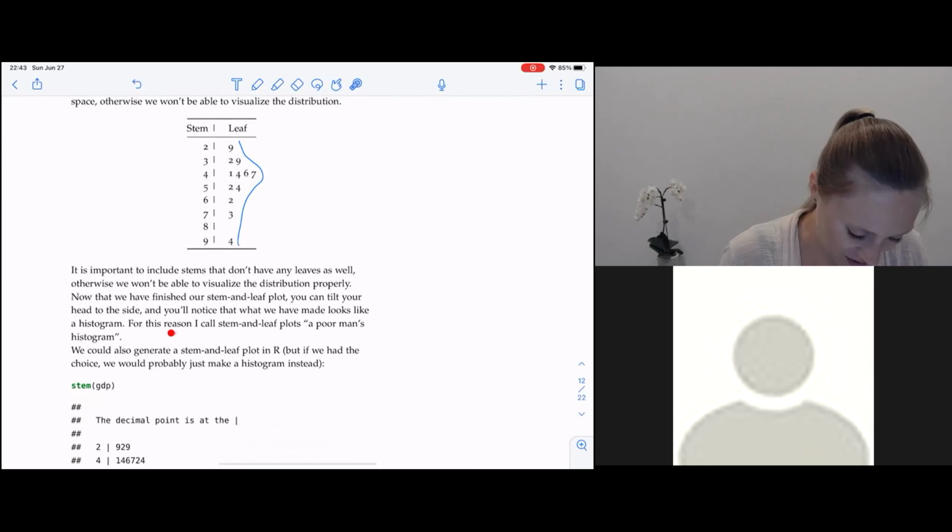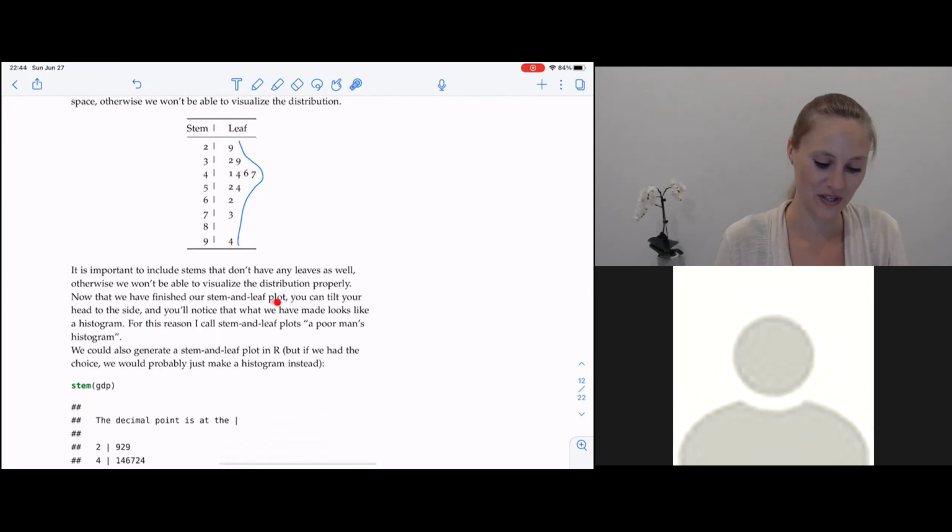Yeah, so for this reason, now that we finished our stem and leaf plot, tilt your head to the side and you'll notice that we have made something that looks like a histogram. And so that's why I call it a poor man's histogram. But you can understand that when we didn't really have computers, this would be really valuable, right?